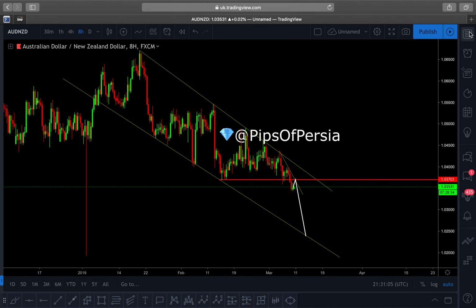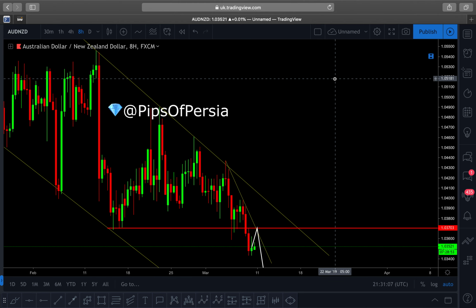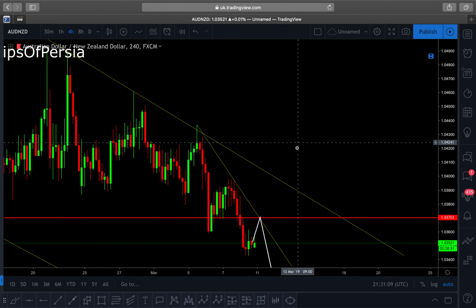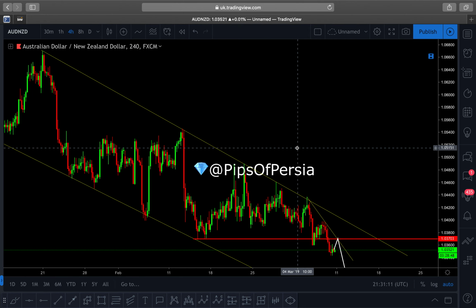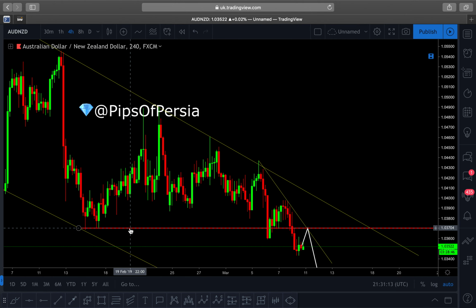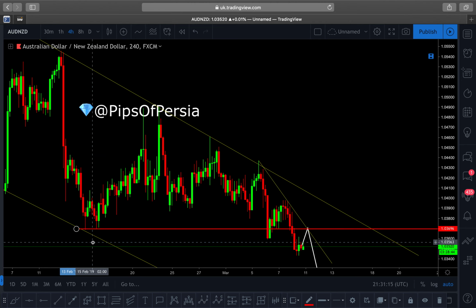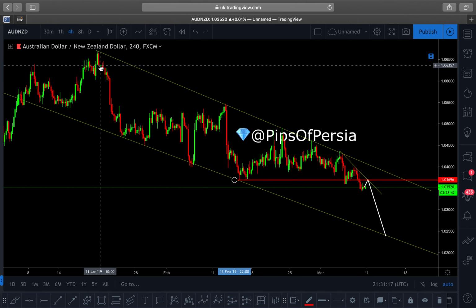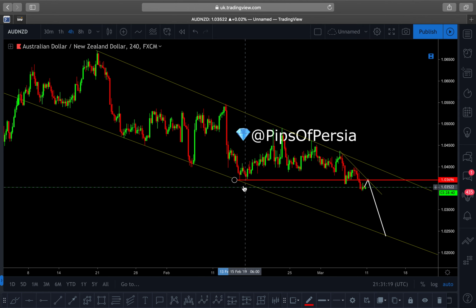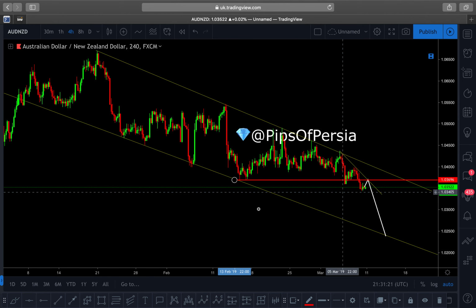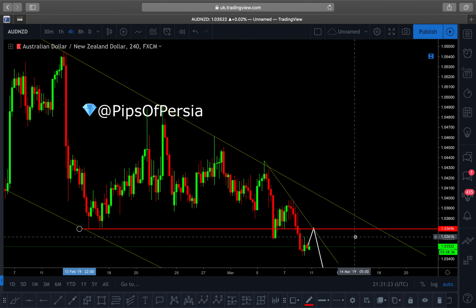Australian dollar against the New Zealand dollar. Another pair that I'm quite bearish on. Let me zoom in on the 4-hour time frame so you can see the analysis a little bit more clearly. We can see that we've actually maintained the price below the previous lower low over there. High, low, lower high, lower low. We maintained the price below the previous lower low. Very good indication for a downtrend.